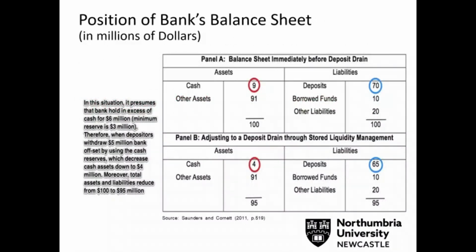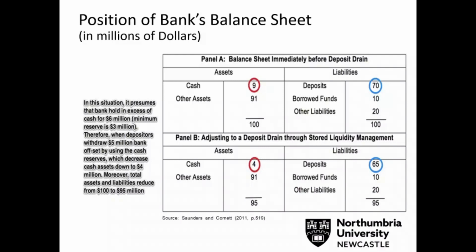So let's have a look at an example. This first example is demonstrating the more stored liquidity management technique. What you can see in the top panel, panel A, is a balance sheet before any sort of run on the bank. So you can see you have 70 as deposits on the liability, but of that 70, 9 of it is just on the asset side in cash. And you can see on the liability side that they don't really borrow too much from the financial markets to fund their assets. So they have 70 customer deposits, and of that, 9 is in the form of liquid cash on the asset side.